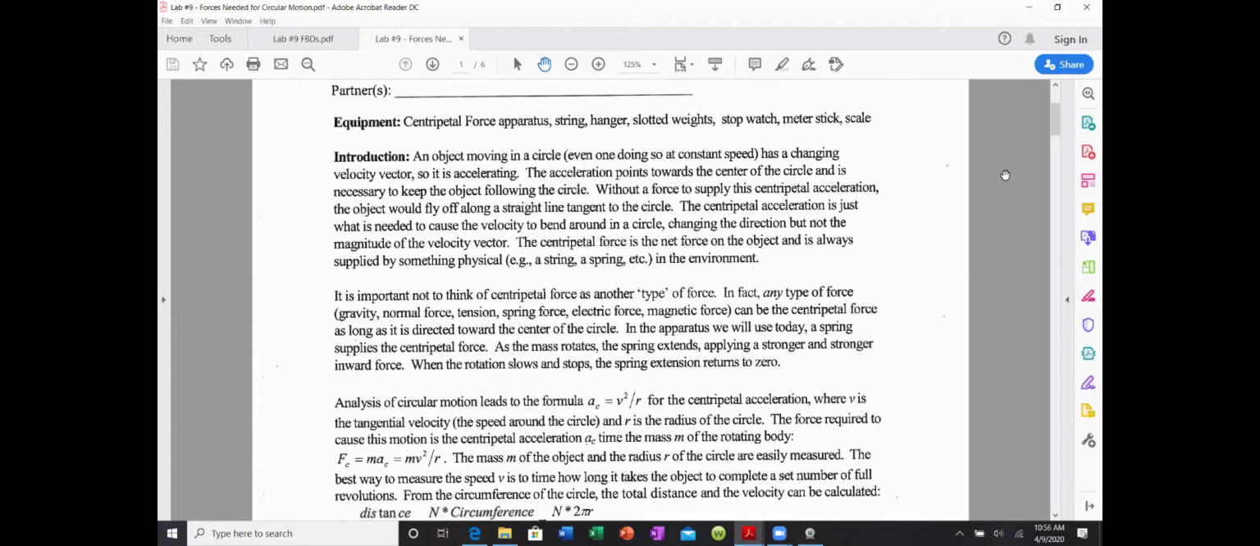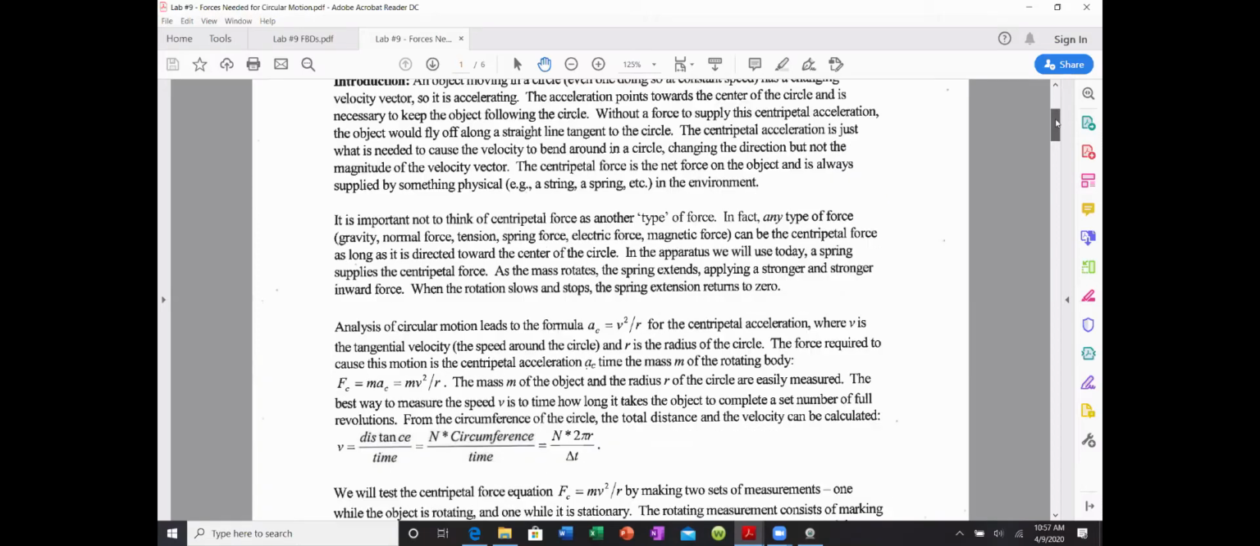An object moving in a circle has a changing velocity vector, so it is accelerating. What do we know about the acceleration? It points inward towards the center of the circle. Without a force to supply this centripetal acceleration, the object would fly off along a straight line tangent to the circle. So we know there's some inward force. If we see it moving in a circle, we know there's some inward force. And just the question is, what is the type of inward force? What is causing the inward net force and acceleration?